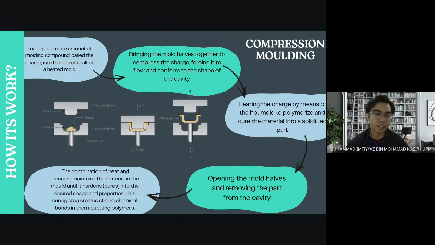And this combination of heat and pressure maintains the material in the mold until it hardens into the desired shape and properties. This curing step creates strong chemical bonds in thermosetting polymer.